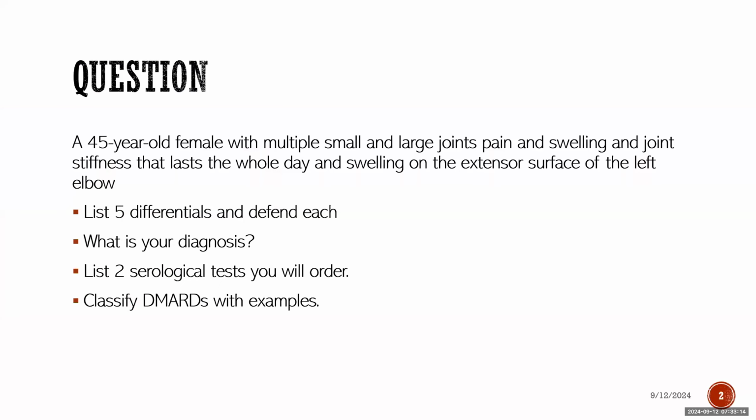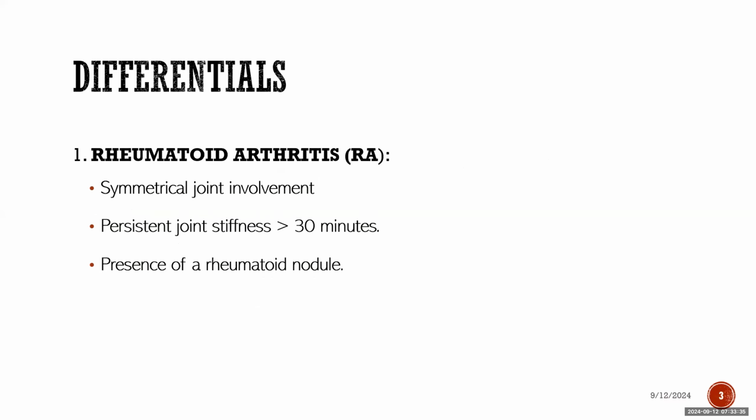And the question goes as thus: a 45-year-old female with multiple small and large joint pain and swelling and joint stiffness that lasts the whole day and swelling on the extensor surface of the left elbow. List 5 differentials and defend each. What is your diagnosis? List 2 serological tests you will order, and then classify DMARDs with examples.